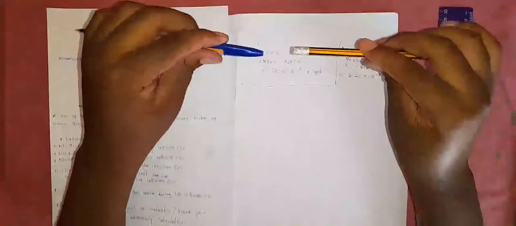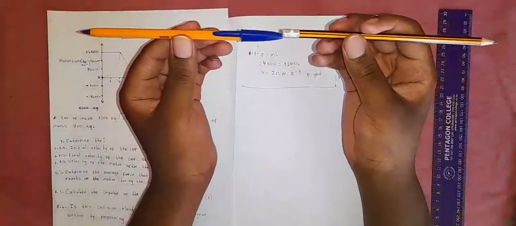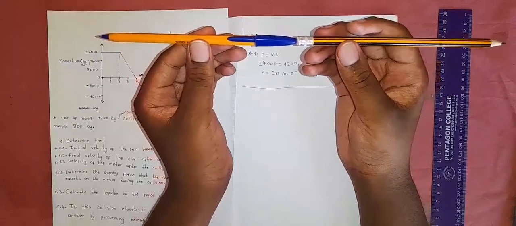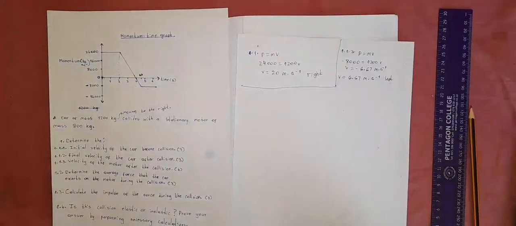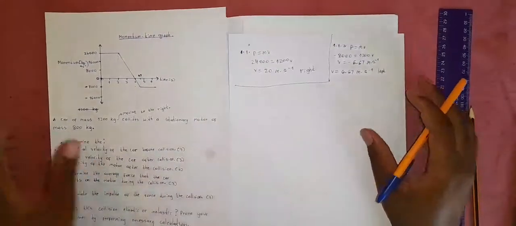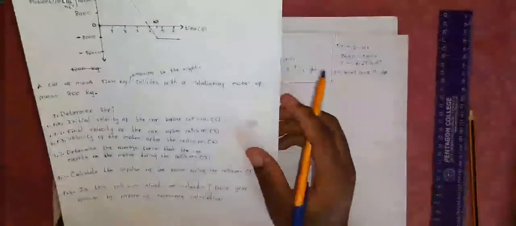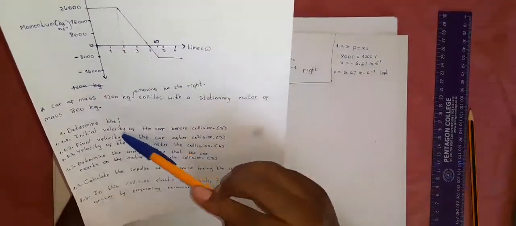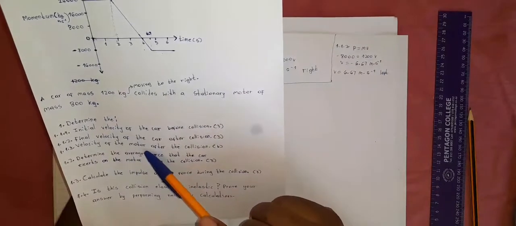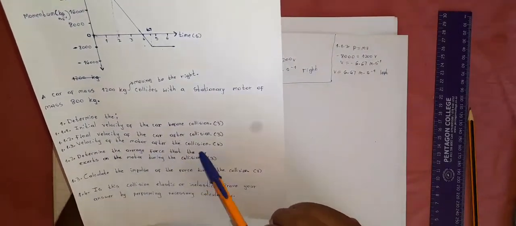After colliding, let me make an example. This is the 1,200 kg car and this is the motor. After colliding, the motor will move to the right and the car moves to the left. That's how we have a negative velocity. And let's look at 1.1.3. It says determine the velocity of the motor after the collision.